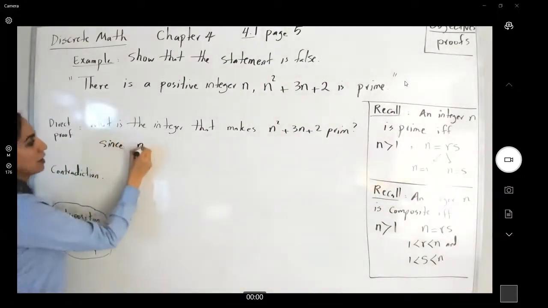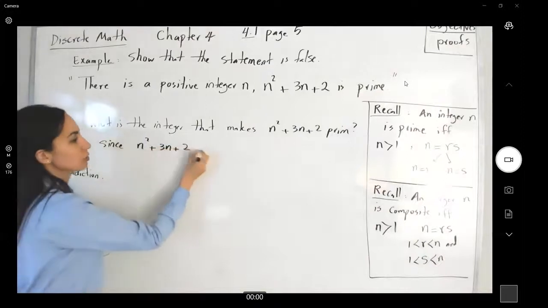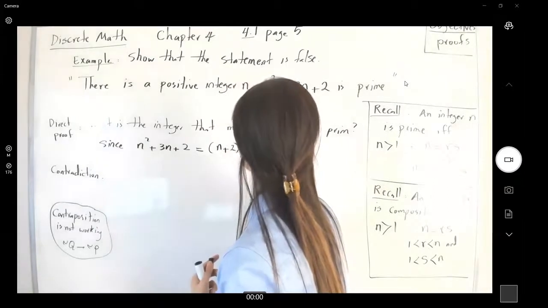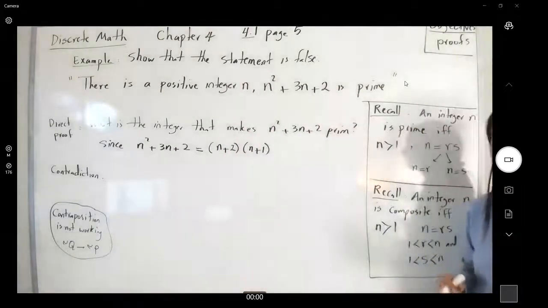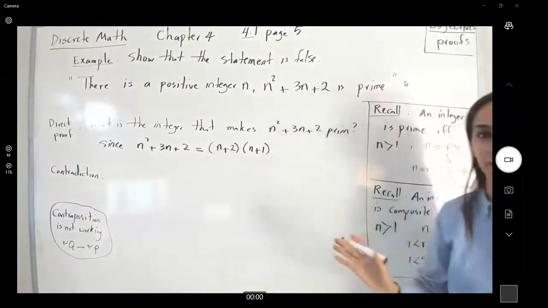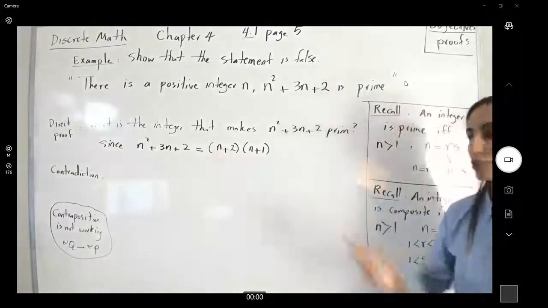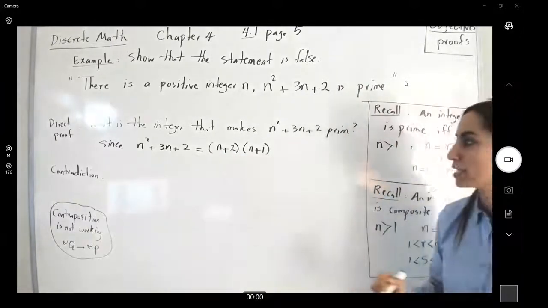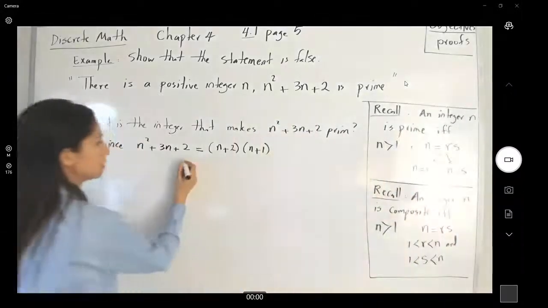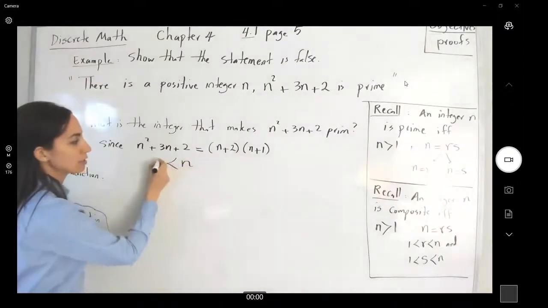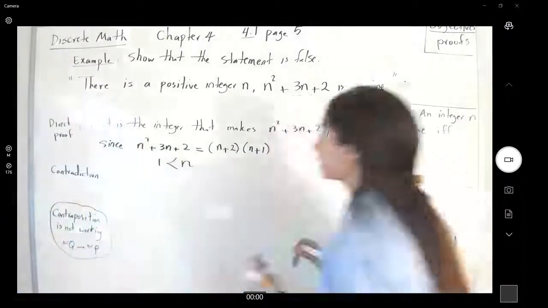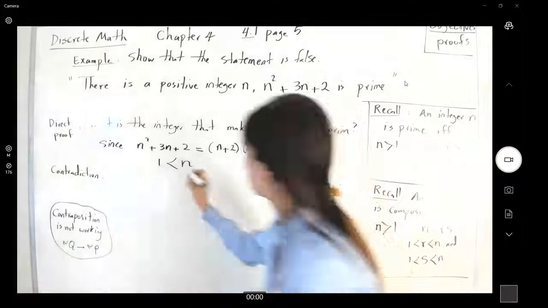Since n squared plus 3n plus 2 can be factored into n plus 2 times n plus 1, this is a factorization of an expression into two other factors. I can easily analyze n plus 2 and n plus 1. Why is that? n is a positive integer, so n is greater than or equal to 1.